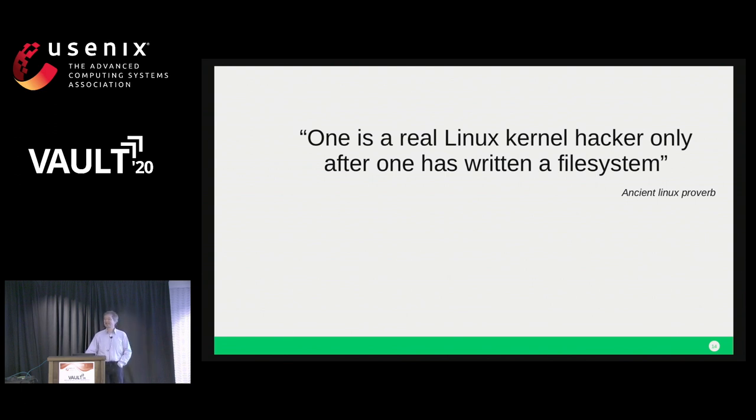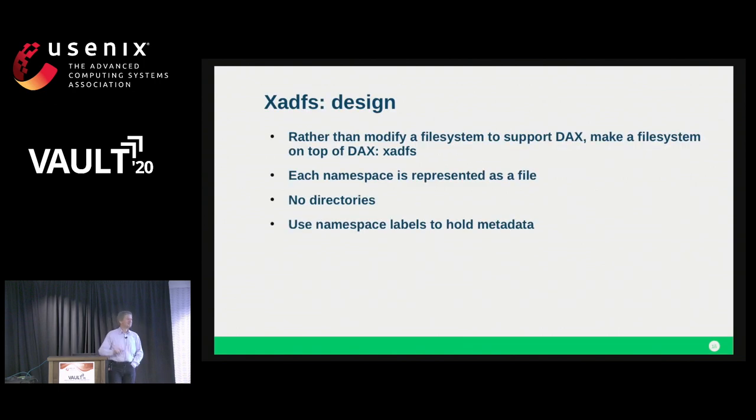Because essentially I have to. Anyway, so the idea here is, why do I need to modify the file systems for just a single, to emulate a single syscall? Why can't I turn the whole thing on its head and expose it as a file system? So I could just literally write a file system on top of NVDIMMs, exposing each namespace as a file.